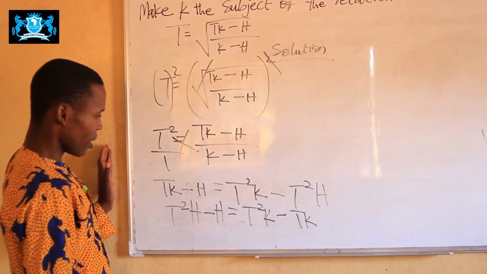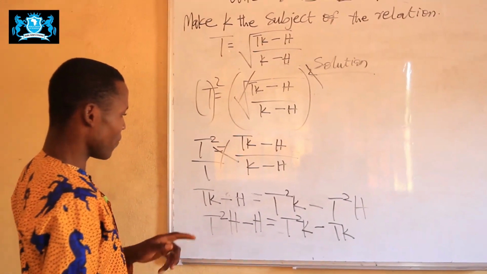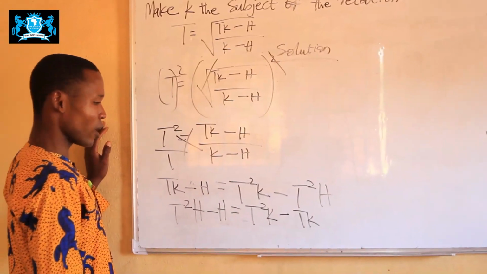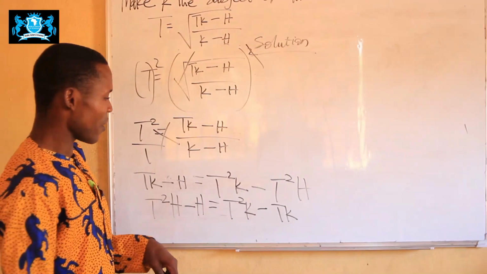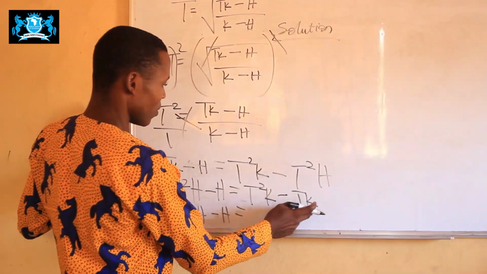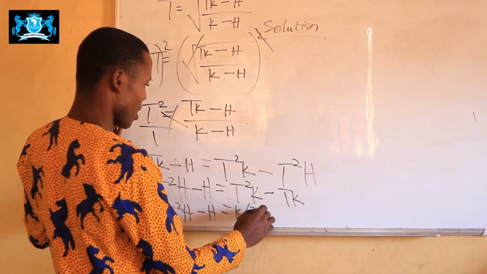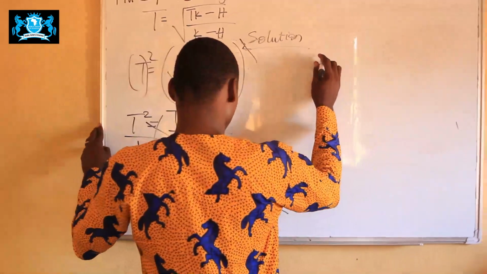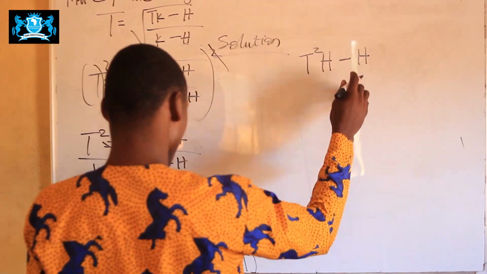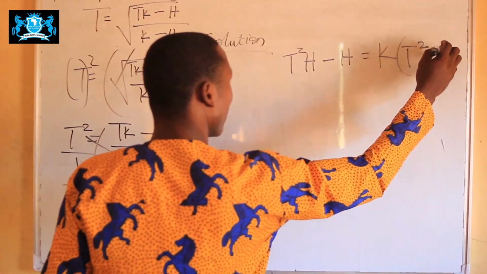What do we now do? What are we trying to make the subject of the formula? We are trying to make K the subject of the formula. So here, we are going to factorize both sides, especially this side where we have K. If you factorize here, we now have T squared H minus H equals, we have K here, we will now have K times (T squared minus T). So we will now have T squared H minus H equals K(T squared minus T).